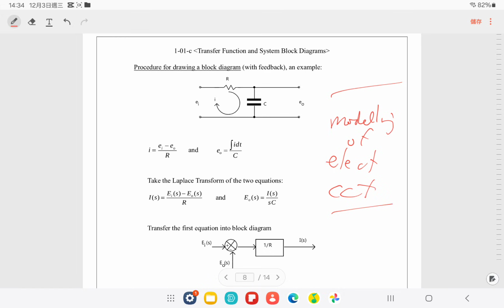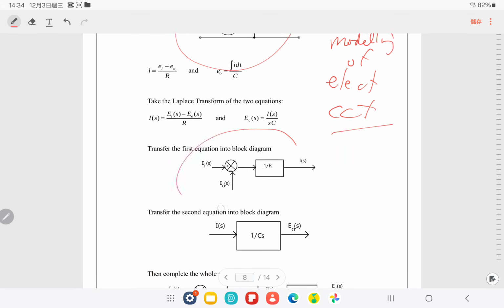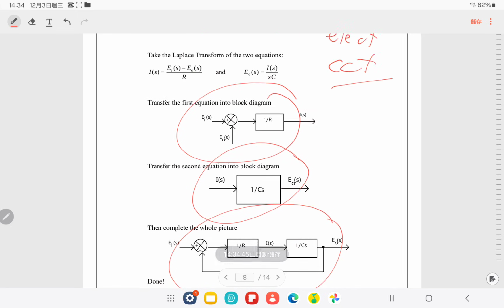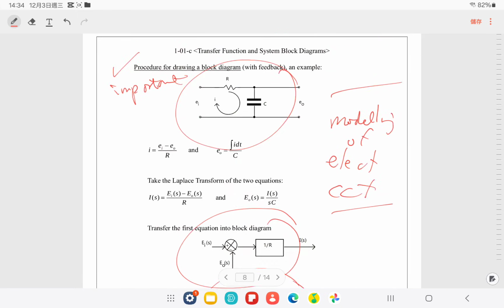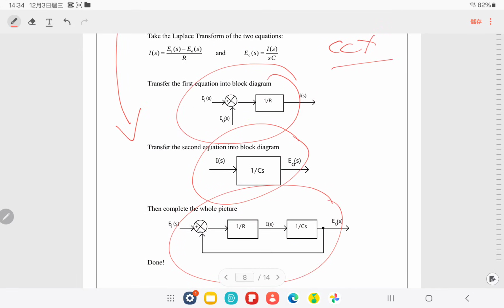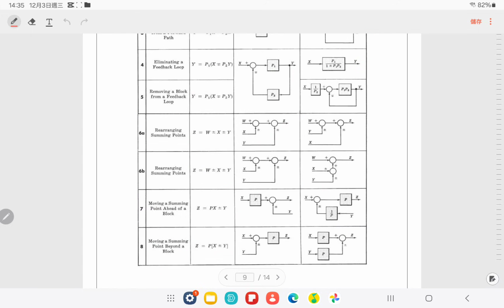How this electrical you need to study. I just put important. You need to study how this circuit can be fit into this type of block diagram, and finally you get this. Just the RC circuit. How from a circuit you can transfer to some block diagram. You better get this thing sorted out yourself.